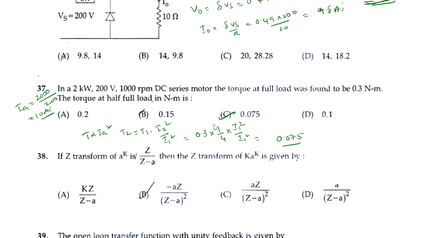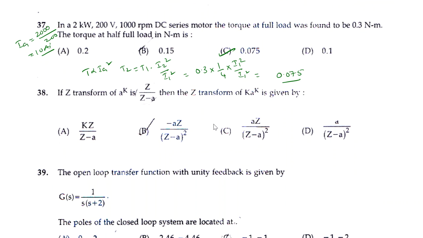Next one. If the Z transform of A power K is Z by Z minus A, then the Z transform of K into A power K is given by, minus Az by Z minus A whole square. It's a wrong statement. So please correct it, it is plus Az by Z minus A whole square. Next one.